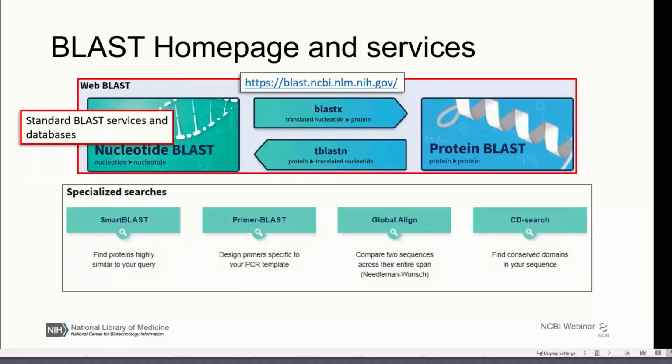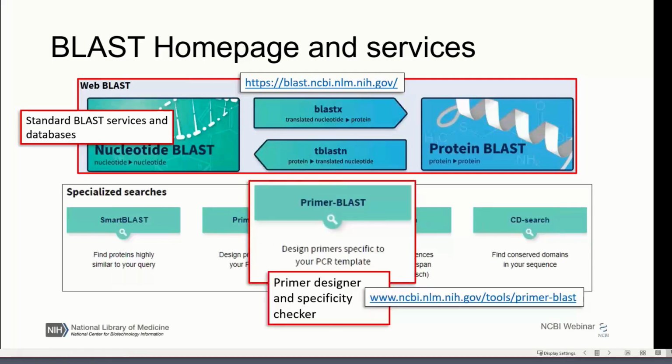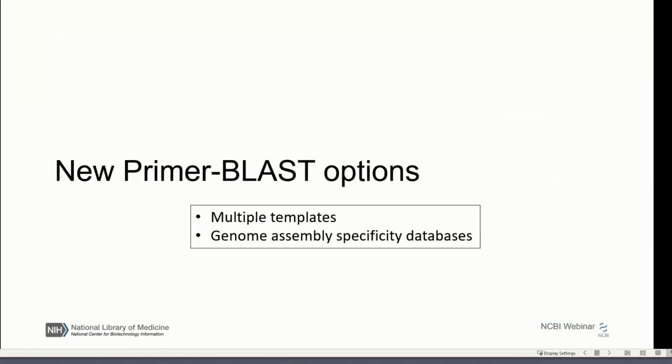So you're probably familiar with this. This is the NCBI BLAST homepage. The top section is where you would go to do typical BLAST searches against databases: nucleotide BLAST, translating BLAST, protein BLAST. Then there are a bunch of specialized services, and the one we're going to talk about today is Primer BLAST. This is a primer designer and specificity checker. So it designs primers, and then it will check them against the BLAST database, essentially to see if they're going to be unique to your target sequence.